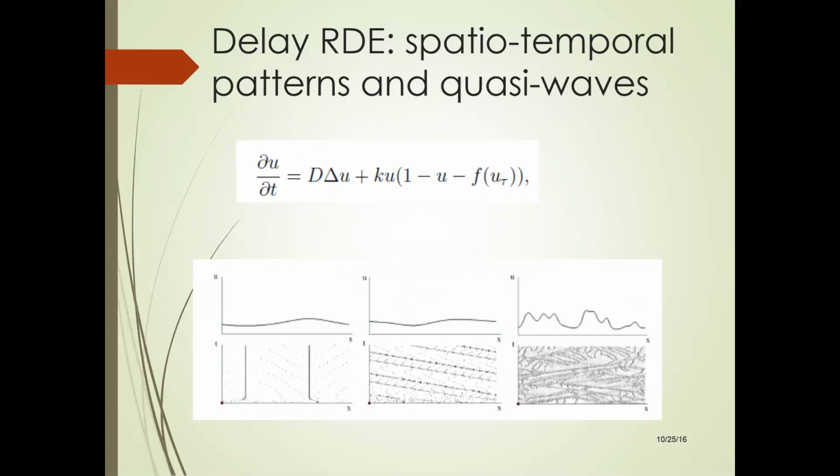The upper row of these figures shows a snapshot of solutions. The lower row gives the position of the maxima of solutions on the x-t plane. In the left figure, these maxima are fixed, they don't move. In the middle figure, these are inclined straight lines corresponding to traveling waves. In the right figure, the maxima form a complex aperiodic structure.